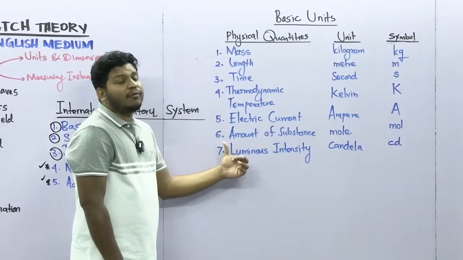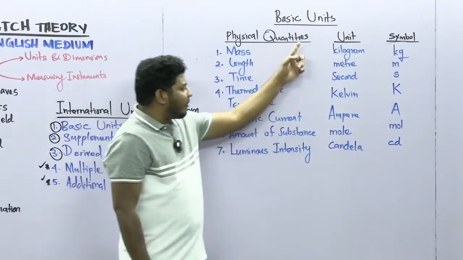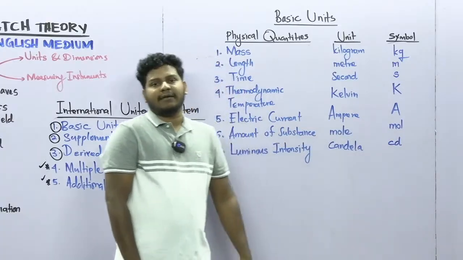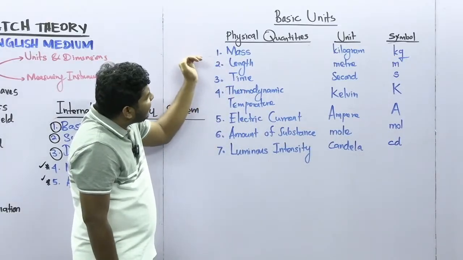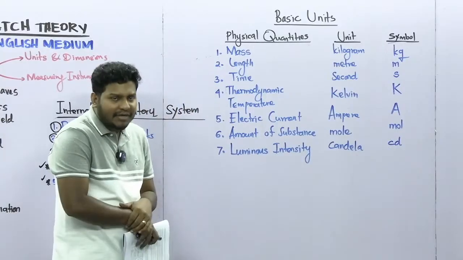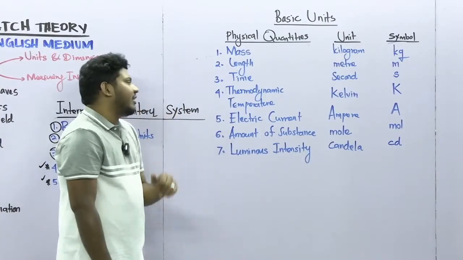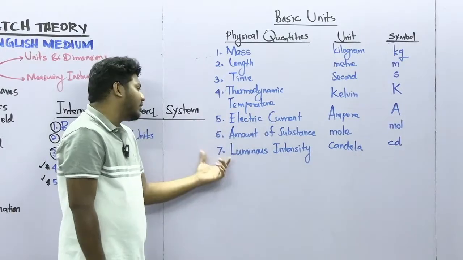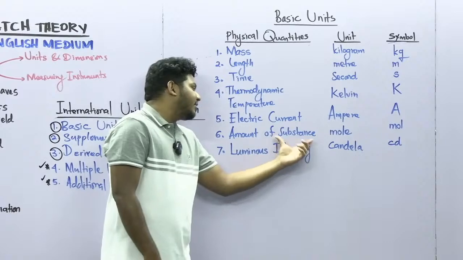The seventh one is luminous intensity, the unit is candela, the symbol is cd. I think you already heard about the mass, length, time, thermodynamic temperature and electric current. In chemistry, you studied mole, right? You already know the mole. This is the interesting part.